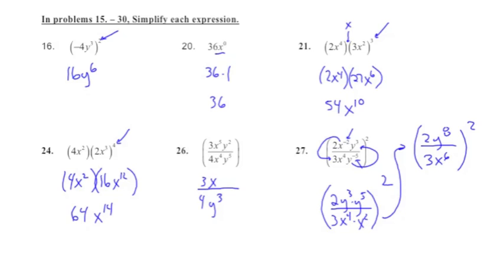So now I'm just going to go ahead and take everything to the second power. In the numerator, 2 to the second power is 4. y to the 8th is now going to become y to the 16th. In the denominator, 3 to the second power is 9. x to the 6th is going to become x to the 12th.